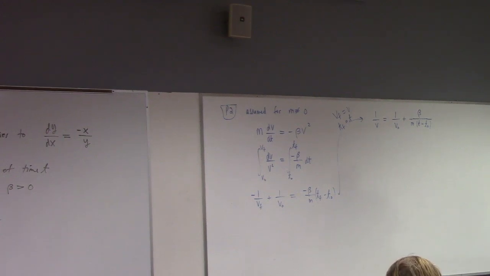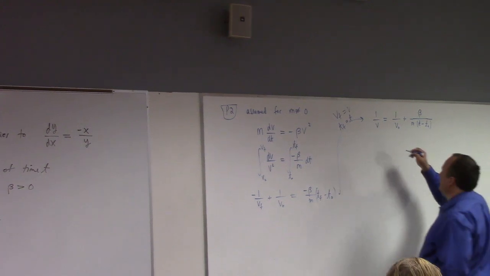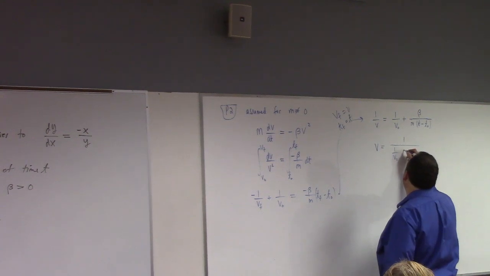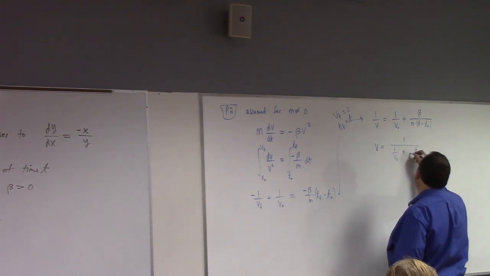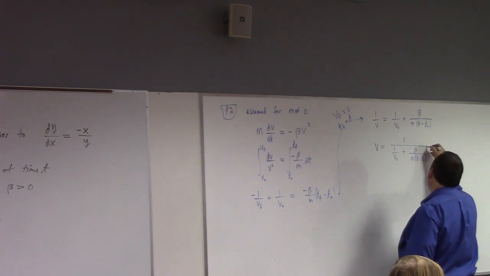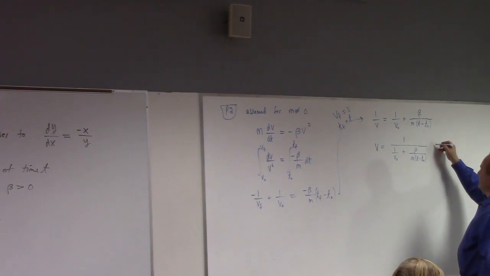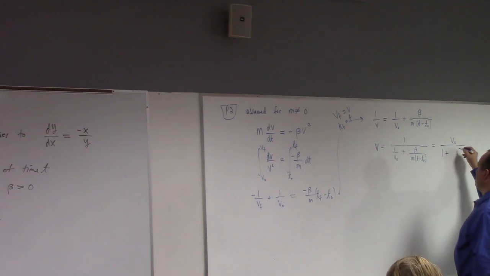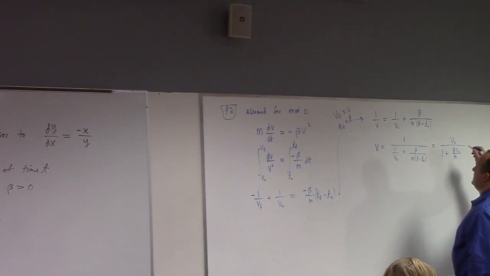Let's see here. 1 over v is 1 over v naught. Yeah, I think we're good. And then to solve for v, flippity floppity, this is going to give me v is 1 over (1 over v naught plus beta over m times (t minus t naught)). Right? Which, if you like, you could clean up. This is v naught over 1 plus beta v naught over m. Hold on a second here.